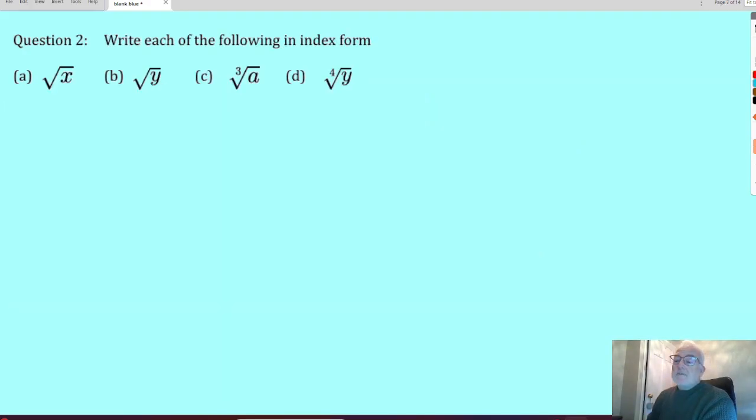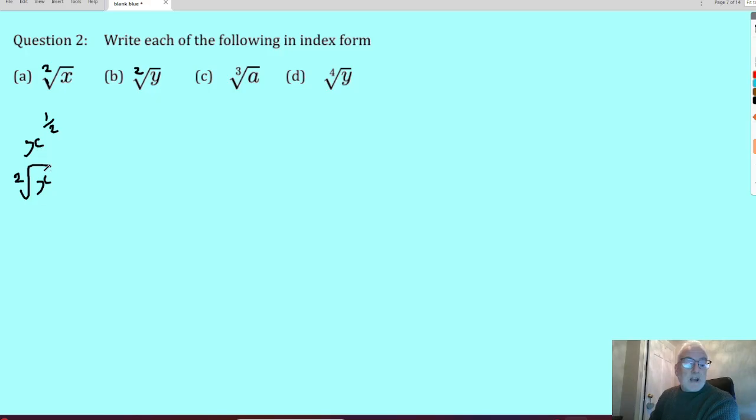This is exactly the same as what we've just done in the last part, but we're going to do it in reverse. So we've got this one here, which is the square root of x. You don't always see the 2 at the front if it's a square root. Now going in reverse, remember if we started off with x to the power of half, we're going to put the x underneath the root and we're going to put the 2 at the front. So we've got to step it backwards.